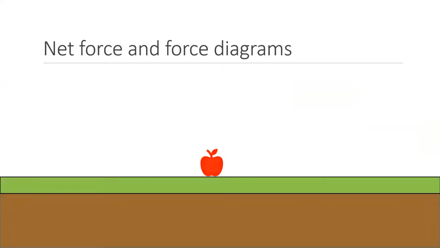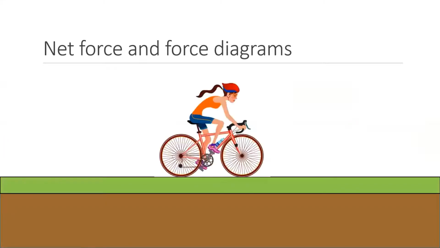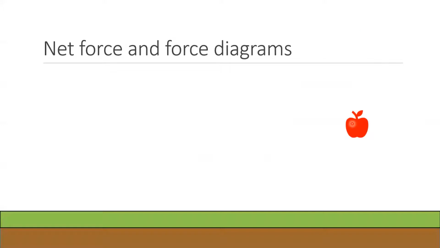You've got an object on the ground. We've got gravity acting as a net force. You can have pushing forces. And then we had falling forces.